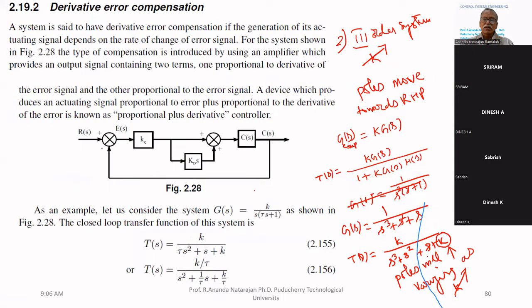The second one is that from third order onwards, if we increase K, the closed loop poles will move towards the right hand side. That's why after a certain value of K, the system becomes unstable. The maximum value of K is called K max. Up to K max only you can increase the gain of the amplifier. If you increase further, it becomes unstable. So these are the two drawbacks with proportional compensation, or proportional error compensation, or simply called the proportional controller.